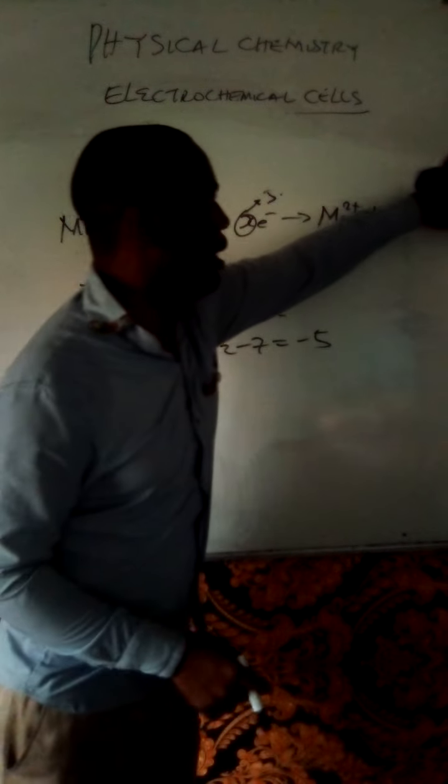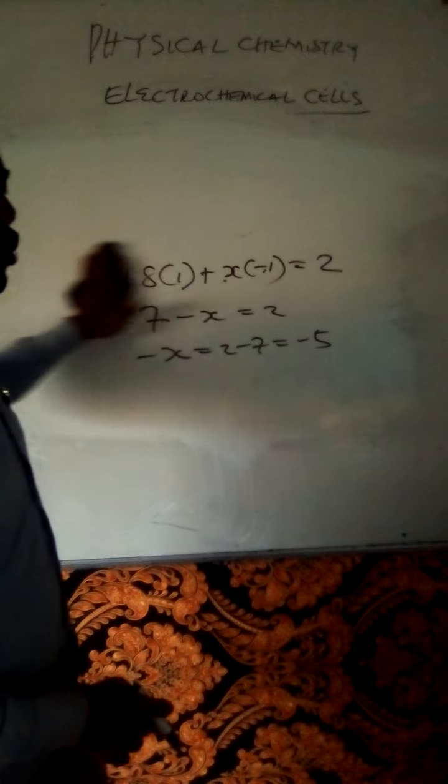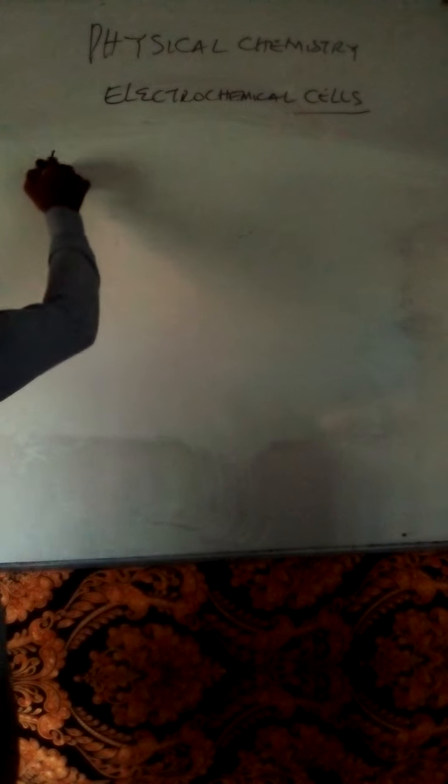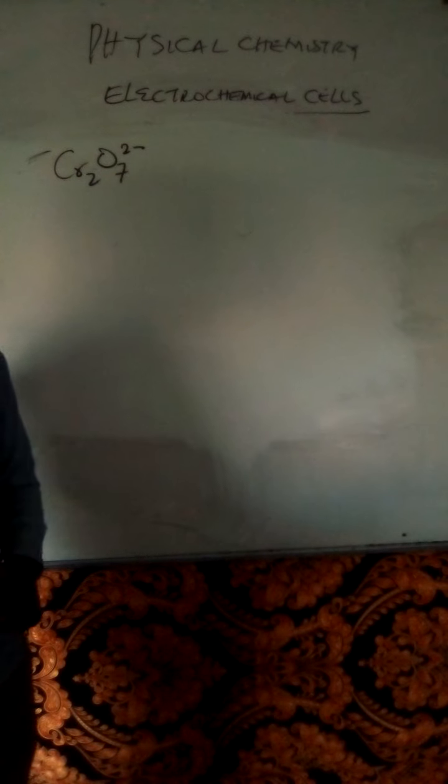So having done that, we are going to look at how we can now balance an ionic equation. For instance, we are given MnO4 minus and Cr2O7, dichromate ion, plus, okay, we have to stop the class. Now we're going to continue in our next tutorial. In the next tutorial, we're going to look at how to balance ionic equations.